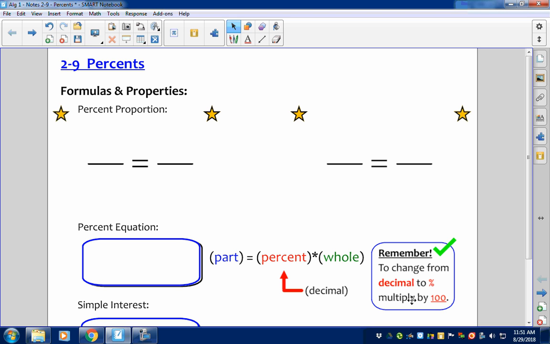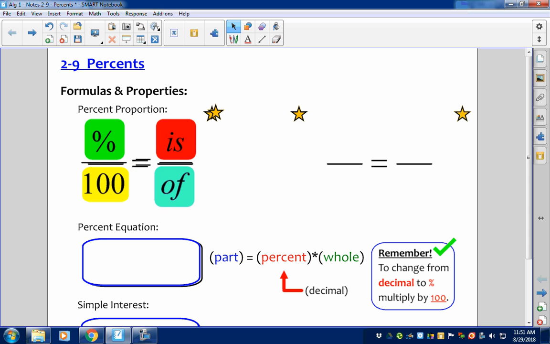So this is 2.9. This is percents. I'm pretty confident most of you have done a lot of this before. So I'm going to show you how percents relate to what we've been studying with proportions, okay?